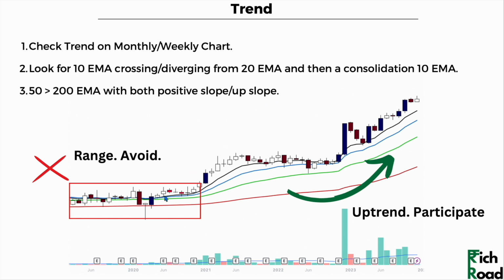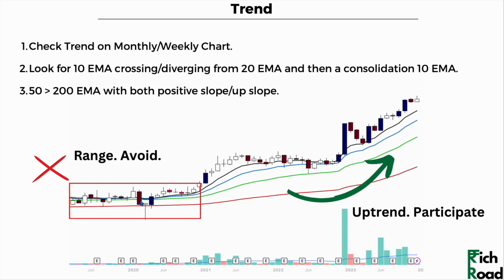Also, Mark has given that you have to avoid the ranges. You can clearly see what a range does. The price was looking like it was breaking out, but the moving averages were all together and flat, correct?